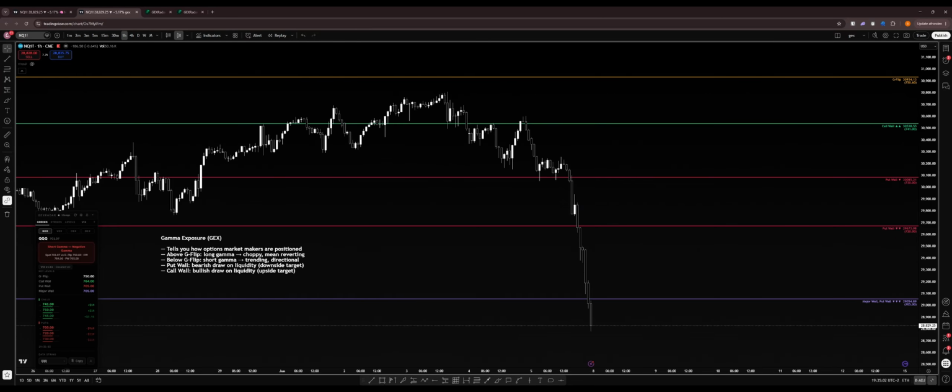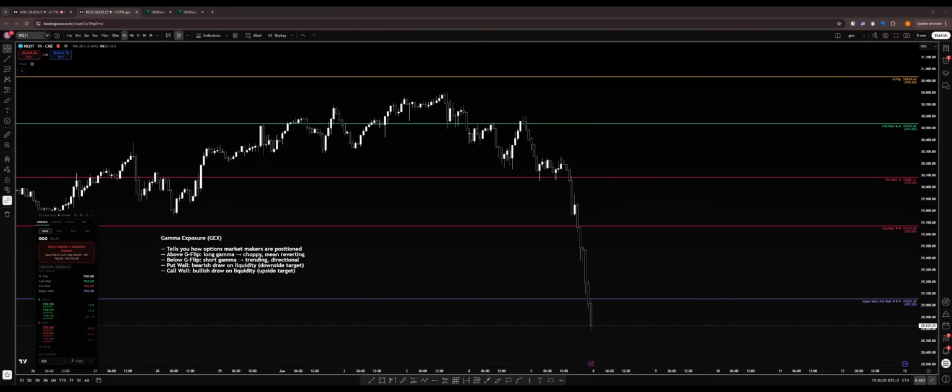Two, the put wall. We have two put walls here. Major support, built by options positioning. When price heads down towards the put wall, that's my bearish target. My downside draw on liquidity. Three, we have the call wall. That's the same idea, opposite direction, used as a bullish target. Market running up, the call wall is where I'm looking for price to stall or react. So before the market even opens, I already know: are we in a bullish or bearish environment, and where are the likely targets for the day.